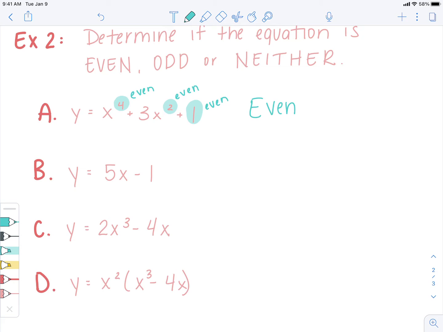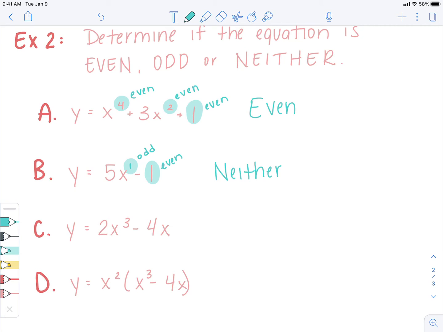So if I look at the next one, I've got a constant and an exponent. My exponent here, even though it's not written, is really a 1. 1 is odd, so my exponent is odd. And a constant counts as even. So I've got a combo going on here, so neither. What about C?